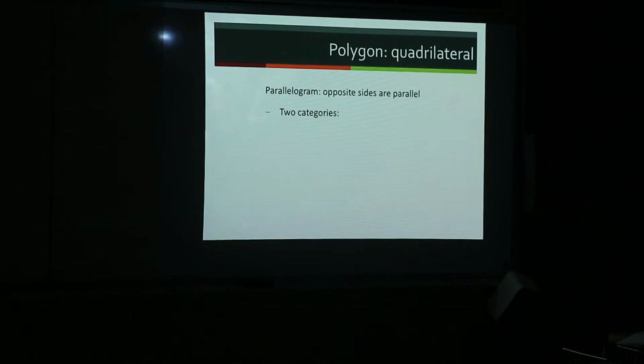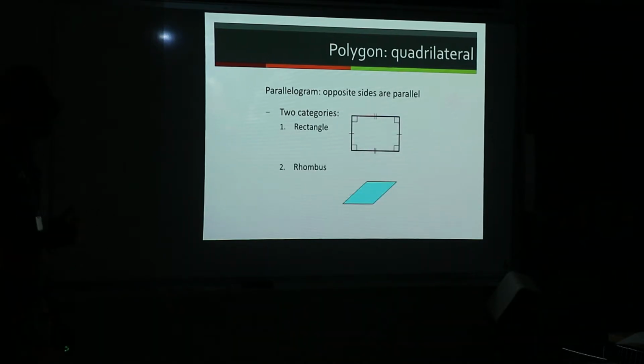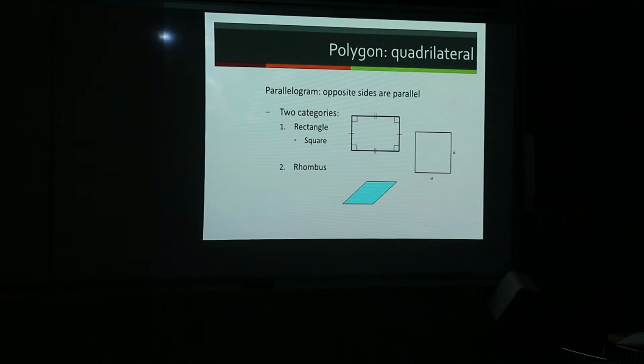Under parallelogram, there's two categories. So these are the ones that everyone thinks of. When I said, hey, give me a four-sided figure, everyone's like, oh, rectangle, square. Those are the types of parallelograms, where the sides are parallel. The rectangle is one of them, and the rhombus is the other. If you mix those two together, that makes the square. The square is the weird mix between the two.